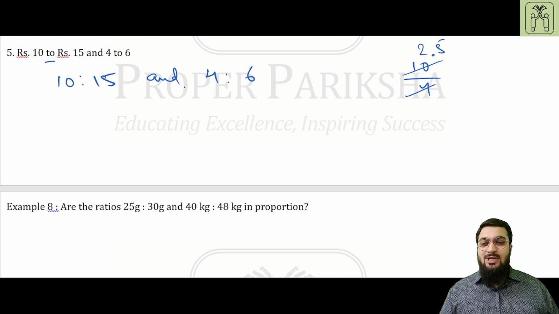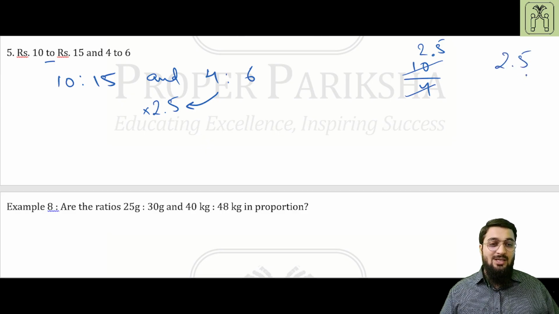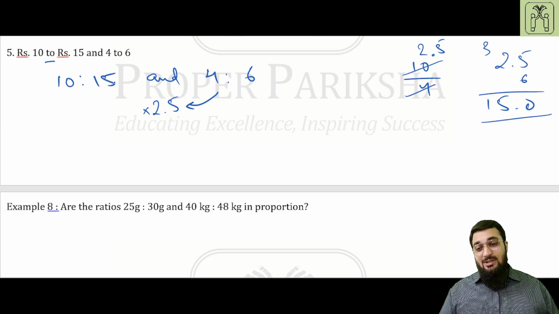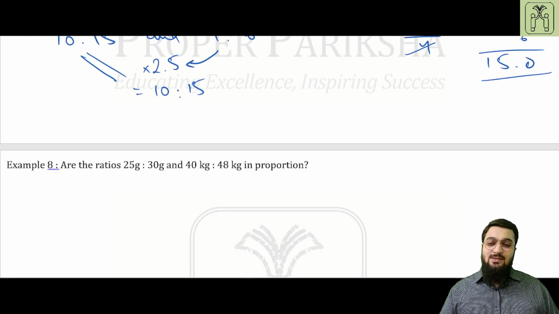So in order to make 10 into 4, or 4 into 10, we need to multiply by 2.5. So I will multiply 6 into 2.5, and that will give me 6 5s are 30, and 6 2s are 12, plus 3 is 15, and that will give me 15. So yes, it is correct, because 4 into 2.5 will give us 10, and 6 into 2.5 gives 15. They are equal to each other, therefore they are in proportion.